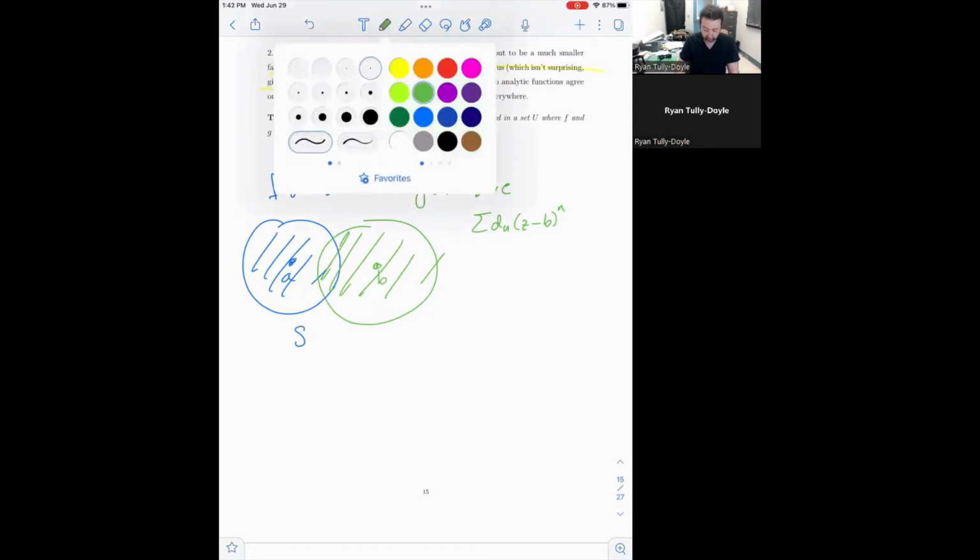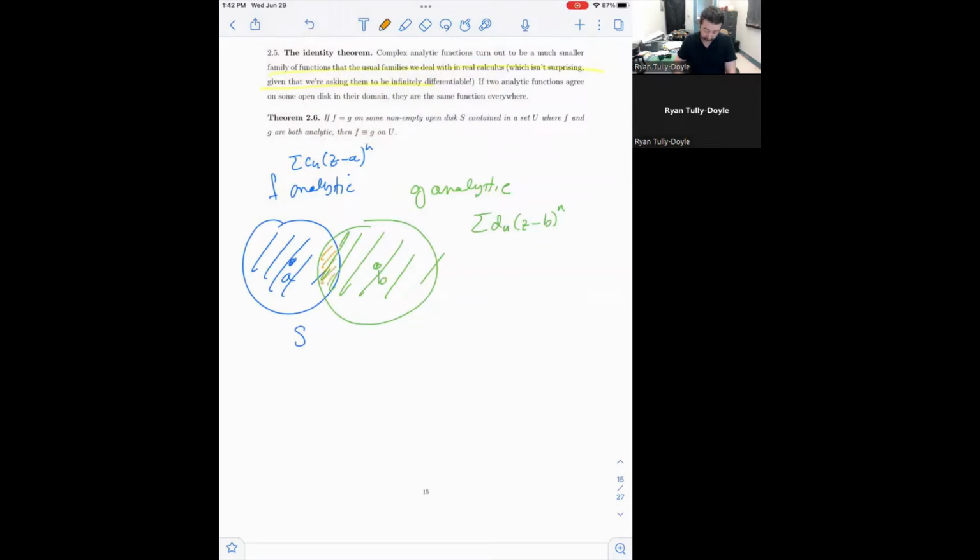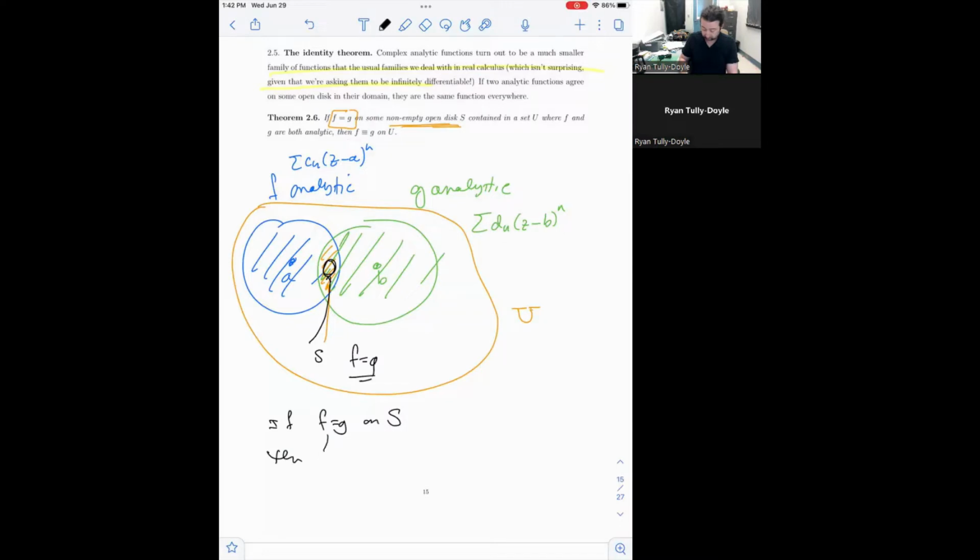It turns out that if these functions are identical to each other on this overlap, so if these functions agree for all values in the overlap, that's what we mean here. If f is equal to g on some non-empty open disk S contained in the set U, where f and g are both analytic. So you have to imagine that there's some big set U here. The S referred to in the theorem lives inside this overlap. So what we're saying is if there's some place in the middle here, some disk S where f and g are identical to each other on the little disk, then they're the same function everywhere on U. If f is equal to g on this little disk S, then f is equal to g on all of U. Okay, so agreement on an open set forces the functions to be equal everywhere.